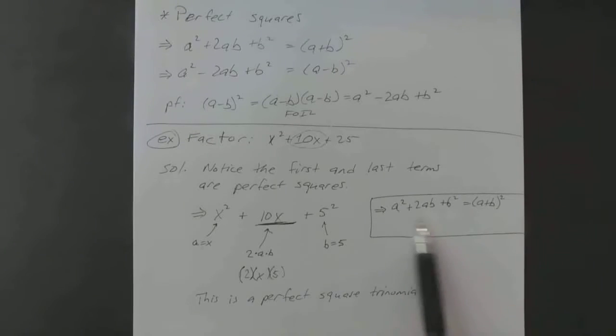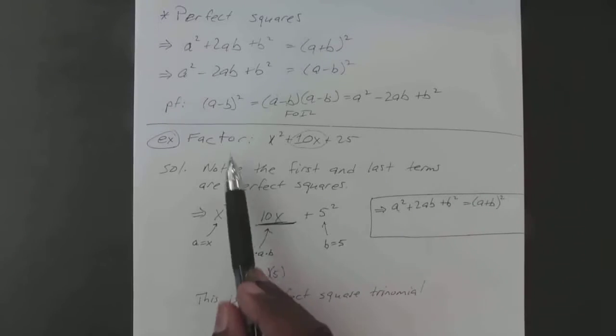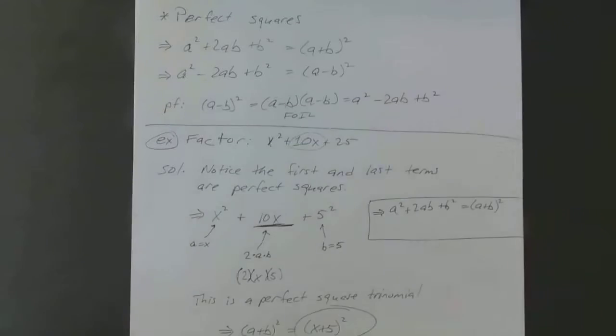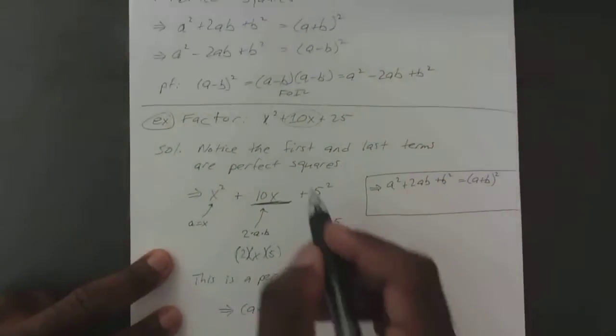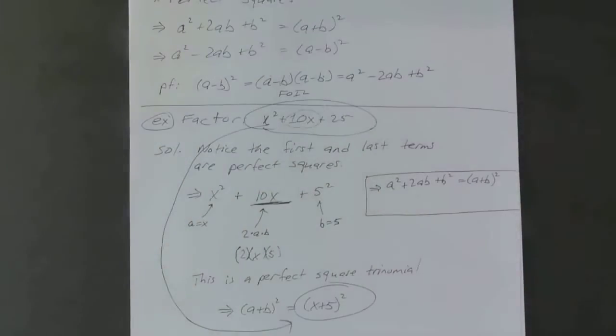Okay, so because it fits this formula here, you can actually just solve it by making your a plus b and then squaring it. So this is just x plus 5 squared. Okay, so that would be your perfect square trinomial. So all you did was just get this formula and factor it to become that one. Any questions on that one?